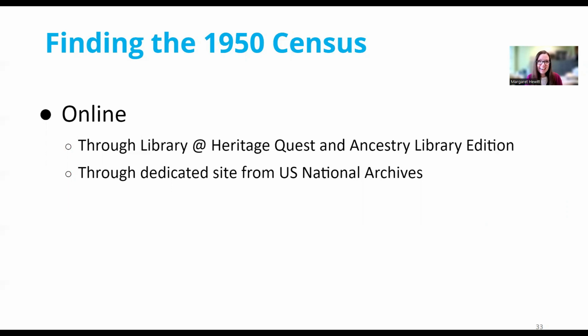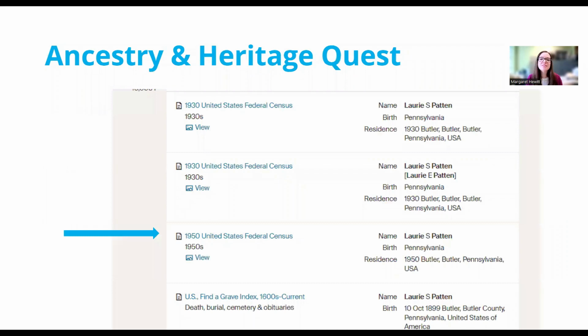There is also a dedicated 1950 census site through the U.S. National Archives. If you are searching on Ancestry.com, Ancestry Library Edition, or Heritage Quest, you will now see the 1950 census come up in your search results, just like any other record. So here we can see when I searched for Lori Patton, the 1950 census entry comes up for him right with some other census years and a Find a Grave entry.